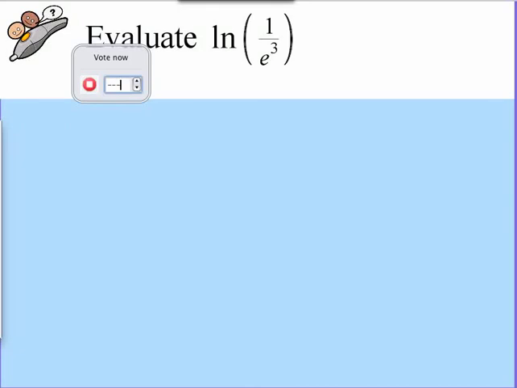Do not use your calculator on this one. No calculator. I better not see anybody typing it in. I'm doing it. Okay? Let's see how you do. Without using your calculator, what do you think this is?